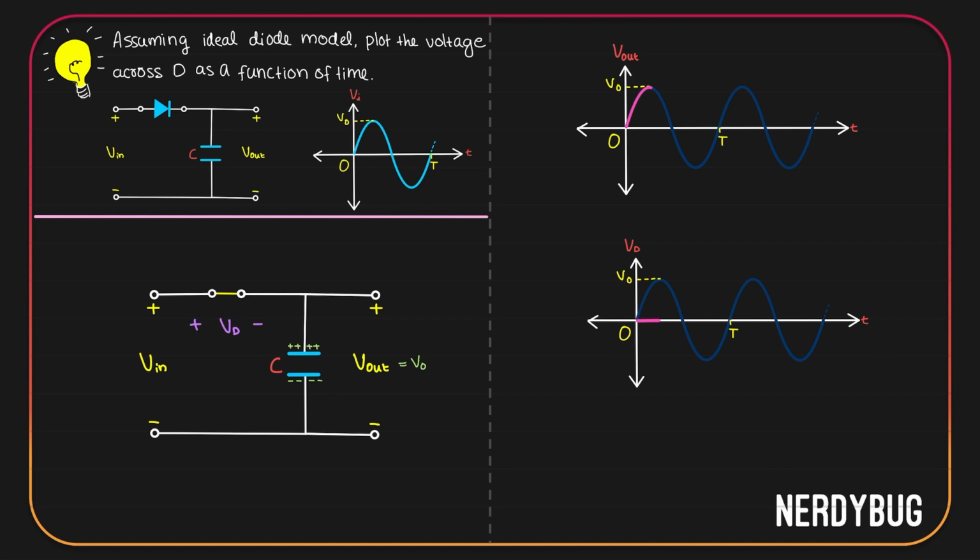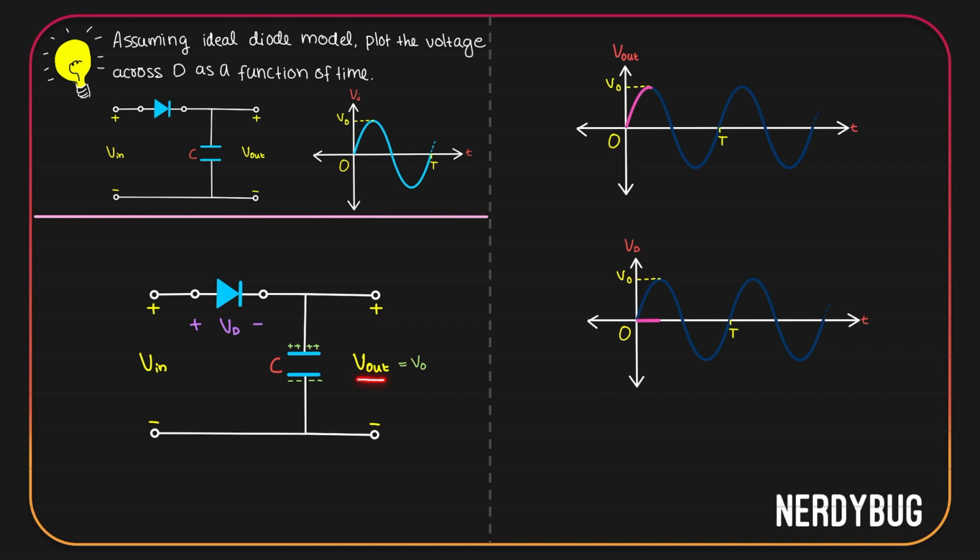Now let's see what happens to the diode after this. After T by 4, the input has to decrease from its maximum value to 0. When input is decreasing, obviously the output cannot increase because of conservation of energy. My question is, will output decrease along with the input?